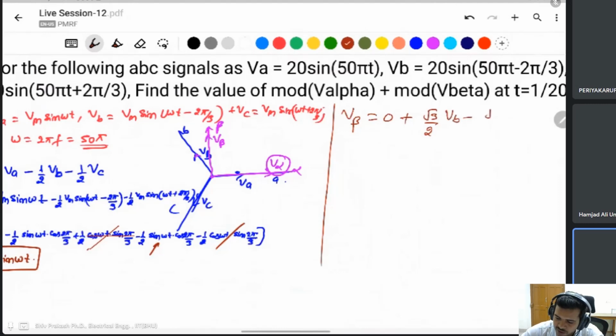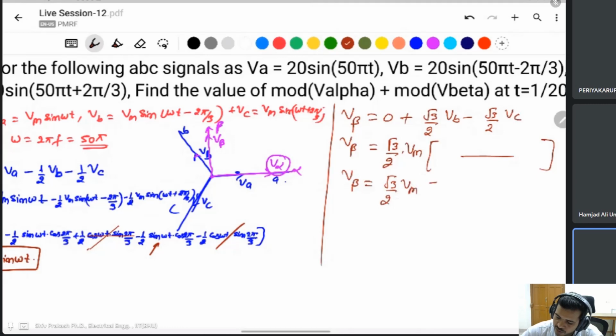VB minus root 3 by 2 for the 240 degree sine, it will be VC. Root 3 by 2 into Vm will be common in VB minus VC. We put Vm sin omega t minus 2 pi by 3, and Vm sin omega t plus 2 pi by 3, then we will get the value of root 3 by 2 Vm. Only root 3 will remain, minus root 3 cos value is remaining here, not a sine value.